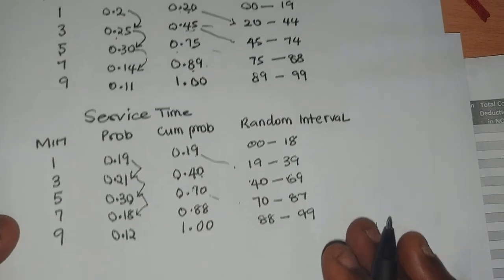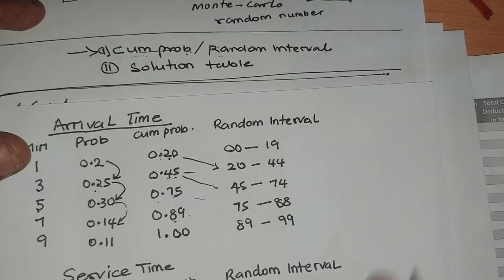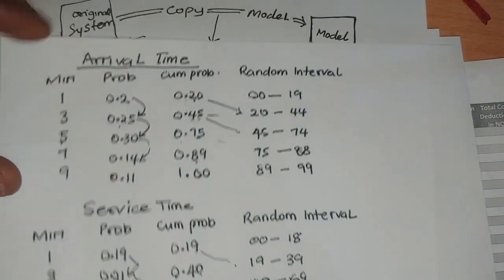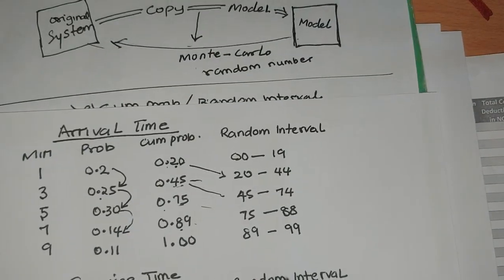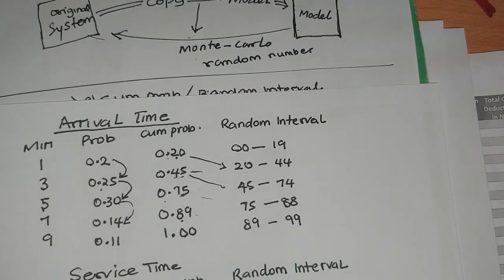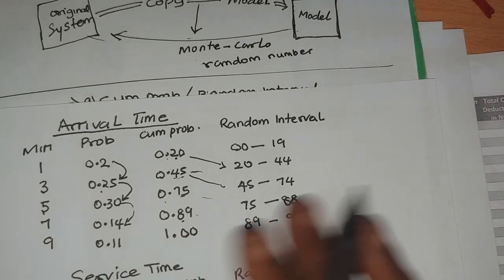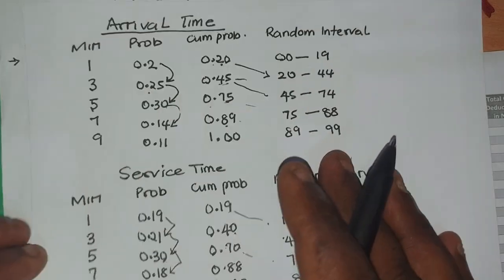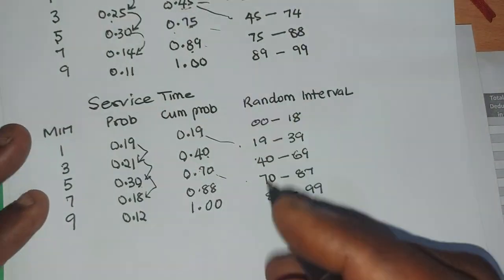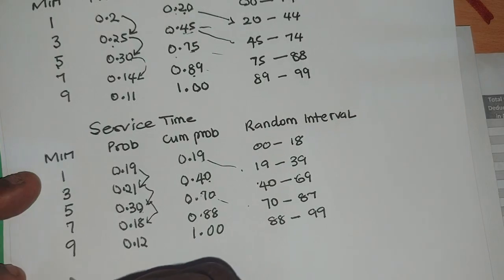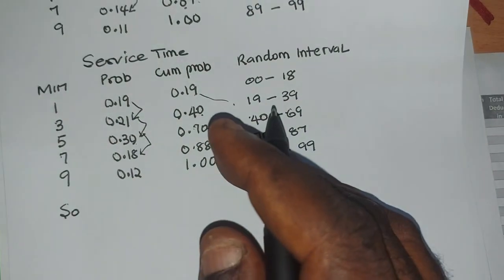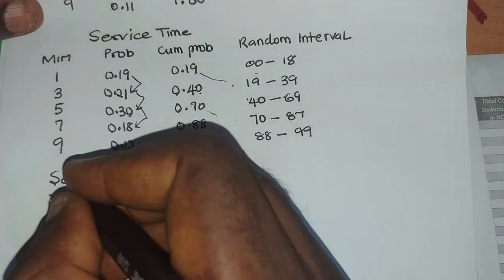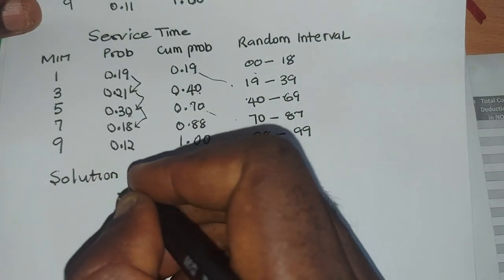All right, so the next thing to do is the solution table. For the solution table, you first ask yourself, according to the question, we are to simulate the queue behavior. The queue behavior has to do with the arrival time, as the customers are arriving. So let's start with the arrival time. So we have our solution table.